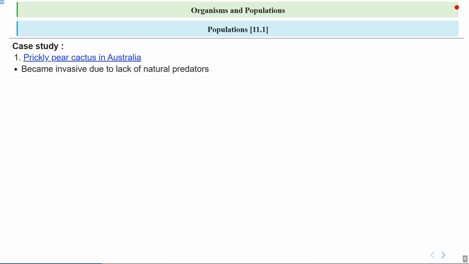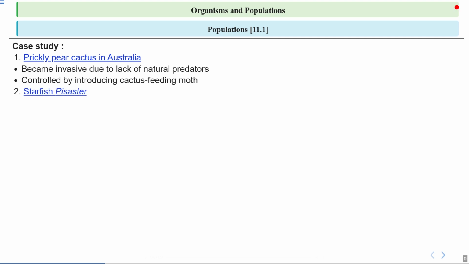So this is a great example of how bringing in a natural enemy can restore balance, much like introducing ladybugs to control aphids in a garden. So we have already discussed they were controlled by introducing the cactus-feeding moth.